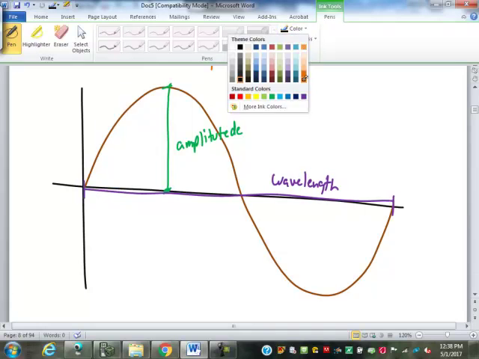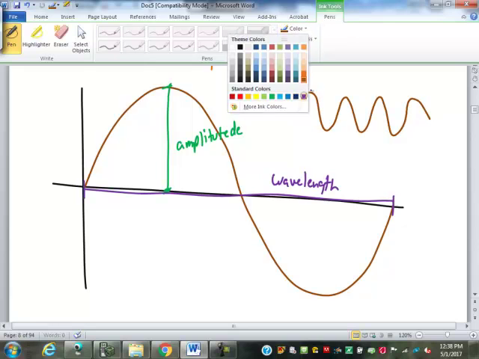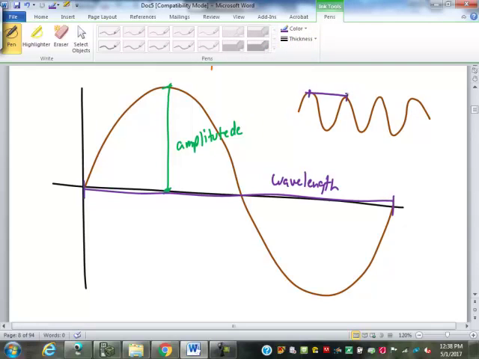Let's see if I were to have it with multiple cycles like this. A wavelength can be measured at any point in the cycle. So I can go peak to peak wavelength, trough to trough. I can go upside to upside, downside to downside. Those all should be the same length.